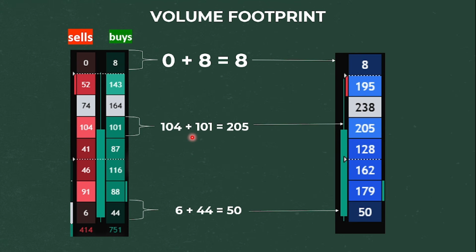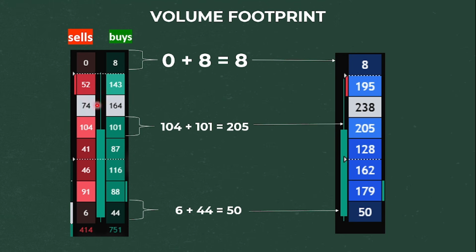So basically, if we want to find the volume footprint, as I said, at the right side of this ask bid footprint, it's the buy market orders. At the left side, it's the sell market orders filled at different levels. So we have to find the sum of them, because the total volume is the sum of the sell volume and the buy volume. So 0 plus 8, the 8 will go here.